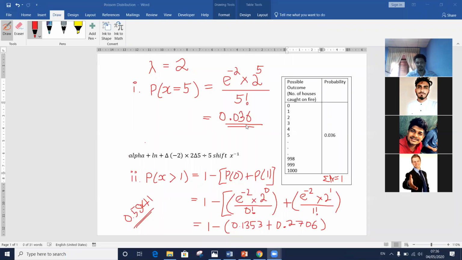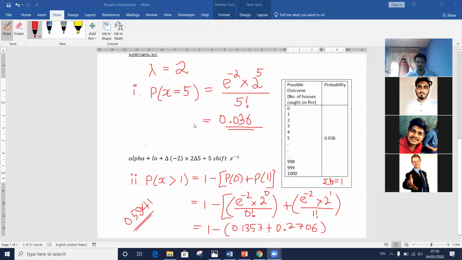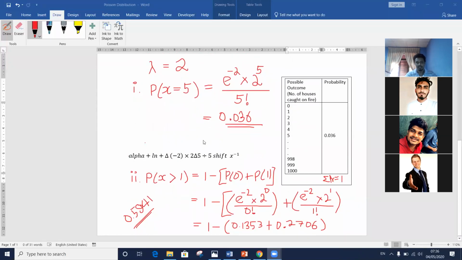Yes, sir. Okay, clear. This is what happens in Poisson probability distributions. On an average, we will be given a figure, that on average this much of something occurs. Then we are asked the probability of the number of occurrences being a certain number. That is example 7.